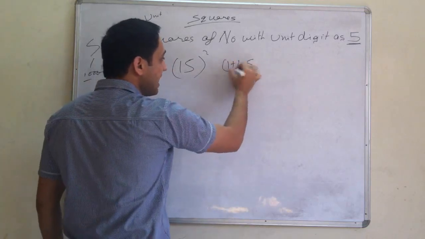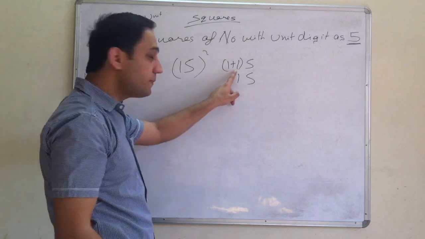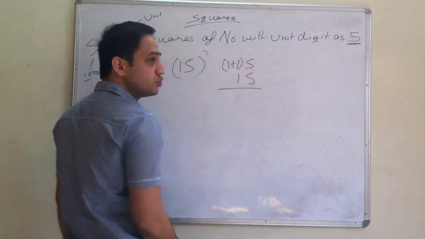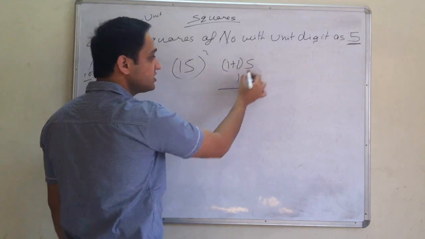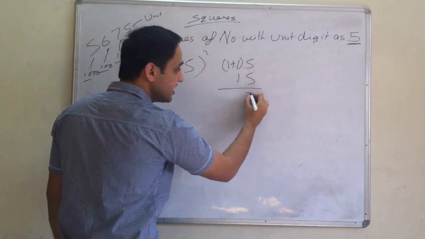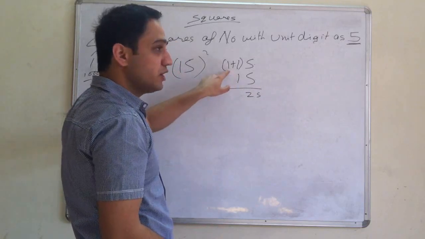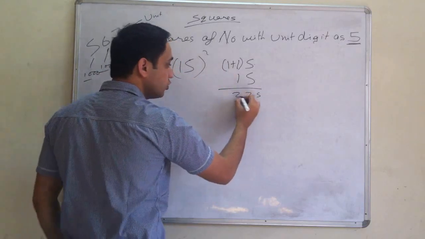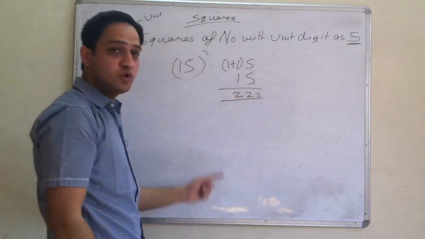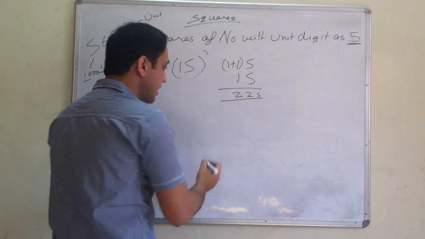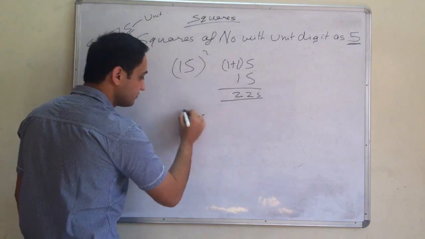So I'll add 1 to the upper digit, so 1 plus 1 is 2. I'll multiply this with this, and this with this. The ending will always be 25. So 2, that is 1 plus 1, 2 ones are 2. So here is your answer, 225. Okay, 225. Now let's see if we have to do a square of 25.